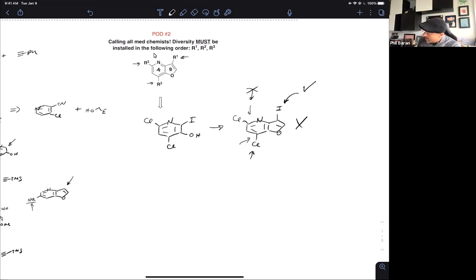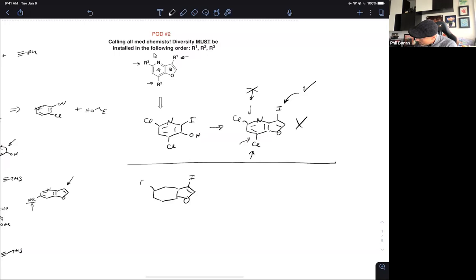How about if you just use the innate reactivity? What if we just said, you know what? Let's scratch that idea. Let's just start with something that has only one of the halogen atoms. We do our first cross coupling here. Now, Kelly, we have R1 in there. We're good to go on R1.